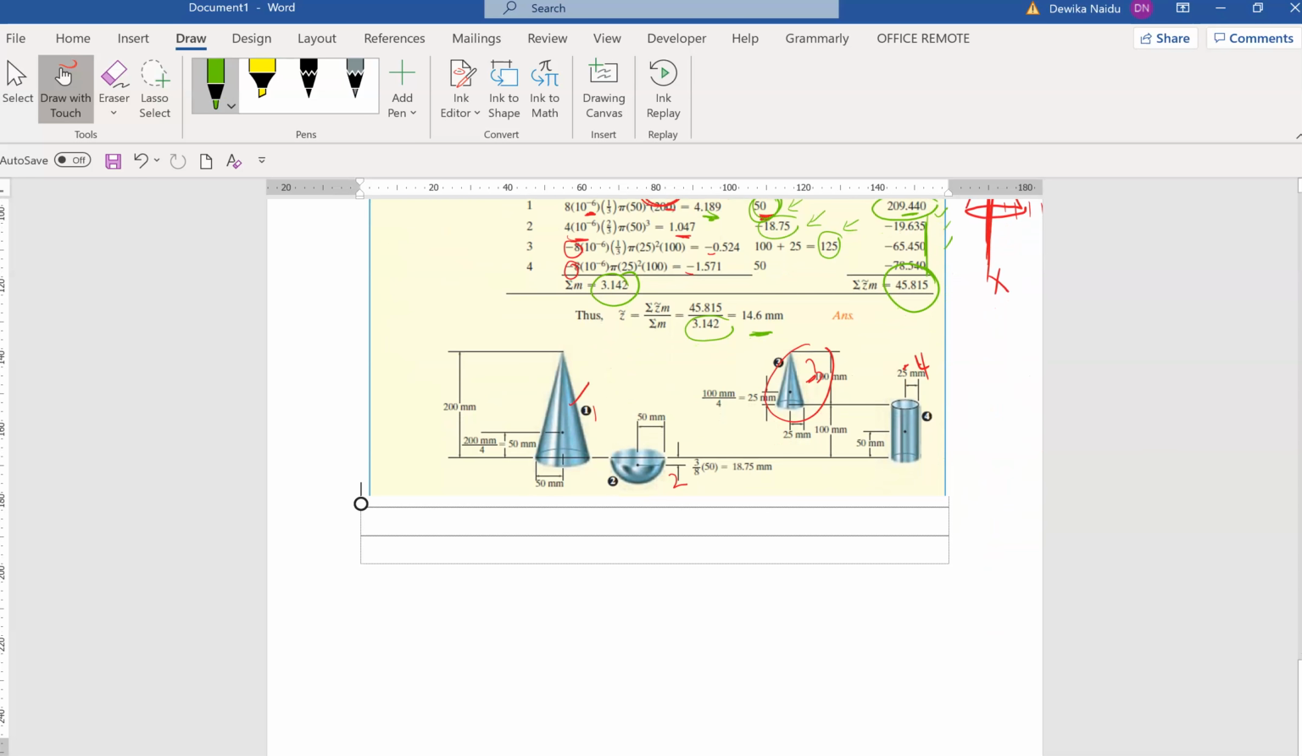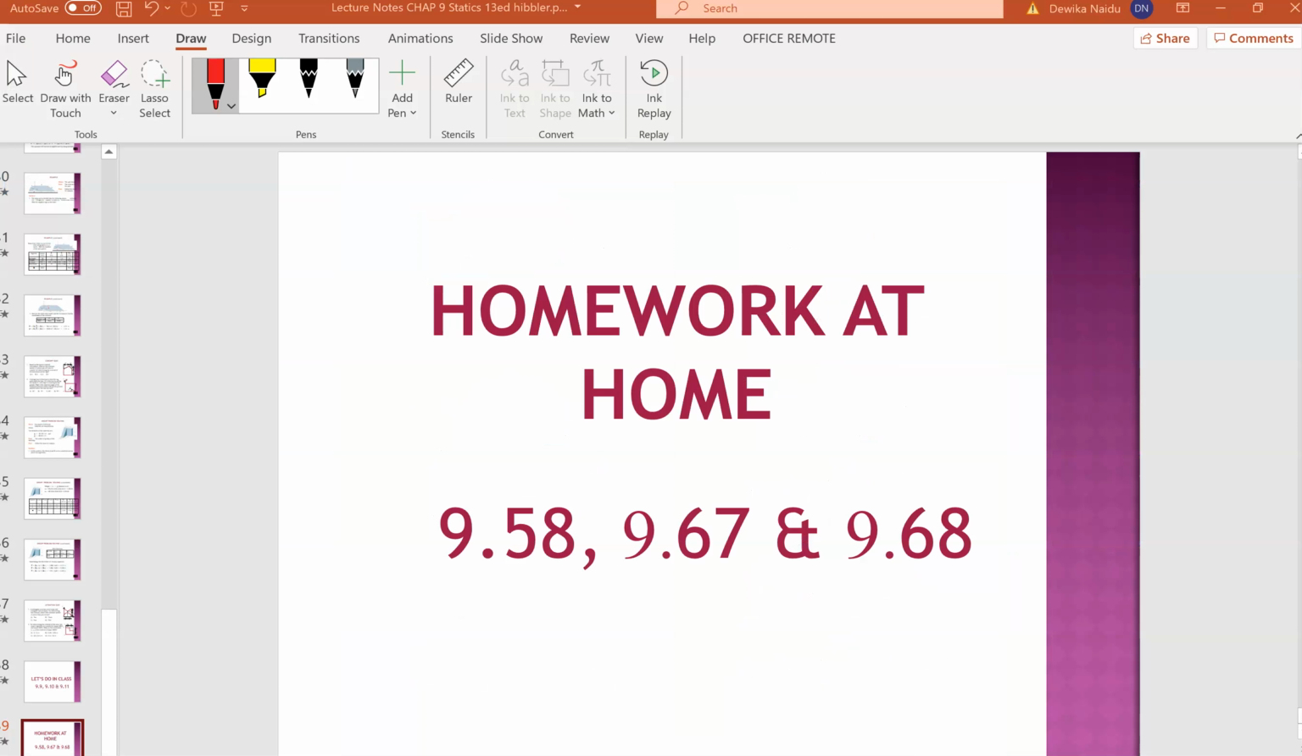Okay. So this is the end of this chapter. What I expect you to do is, I have some questions for you to solve. I posted it on the e-learn. Just look at it, solve it accordingly and submit your work.